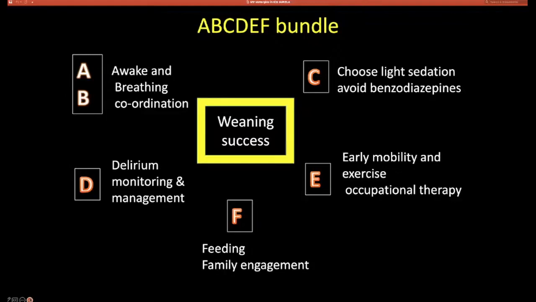E is early mobility and exercise and occupational therapy. This is the most neglected. E is the most neglected. And F is nutrition and family engagement. There are a lot of issues with family engagement.